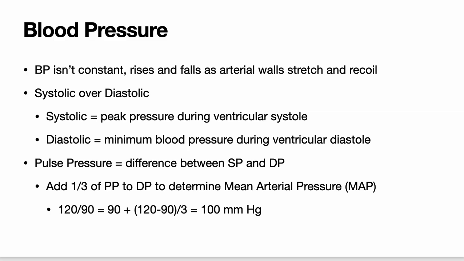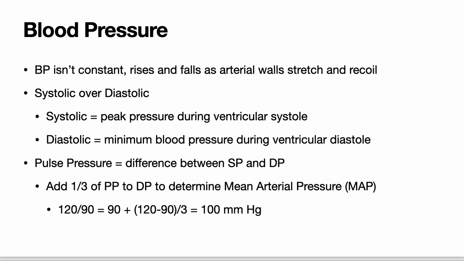Well, systolic pressure is the peak pressure during ventricular systole. Systole means contraction, so when the ventricles are at their peak contraction, that is systolic pressure. And then diastolic pressure is the minimum blood pressure during ventricular diastole, and diastole is relaxation. So when the ventricles are at their most relaxed, whatever that lowest pressure reading is, that's our diastolic pressure. So we put our systolic over our diastolic, and we call that blood pressure.